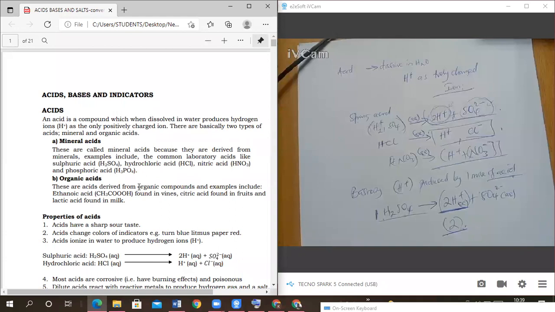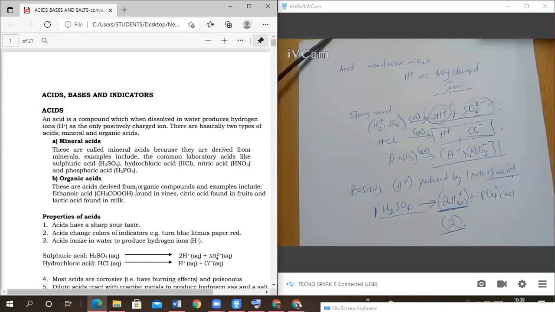Organic compounds, those in senior 3 now know organic compounds. But senior 2s, we shall also know very soon. Organic acids include ethanoic acid from vines, and citric acid, which you get from fruits. An example of a fruit? Oranges. Actually, mangoes. A raw mango gives you that acid, citric acid. When you take it, the way that mango tastes is the taste of that acid. And there is lactic acid found in milk. Those are some of the organic acids.